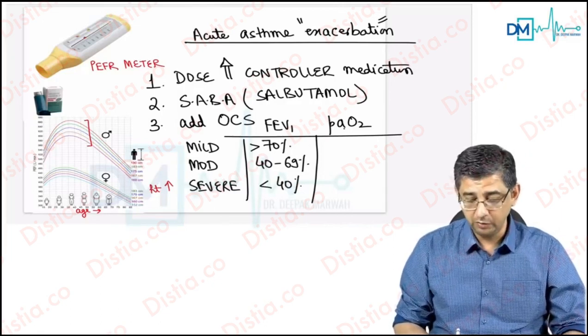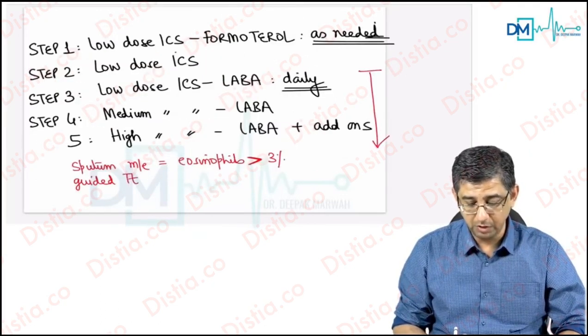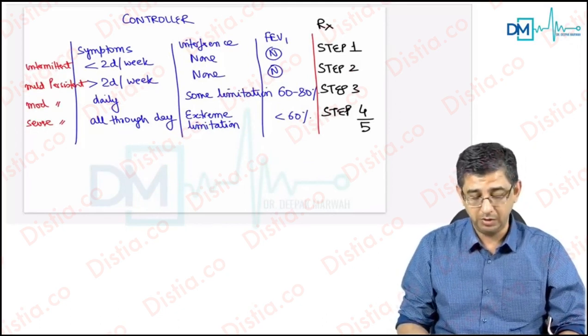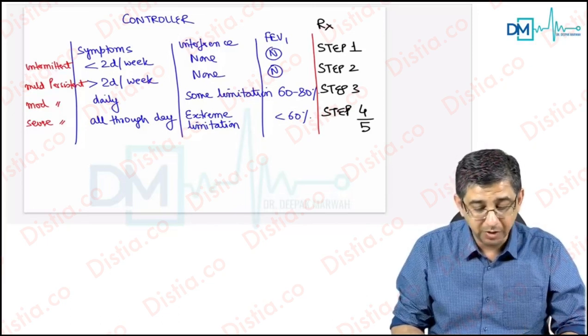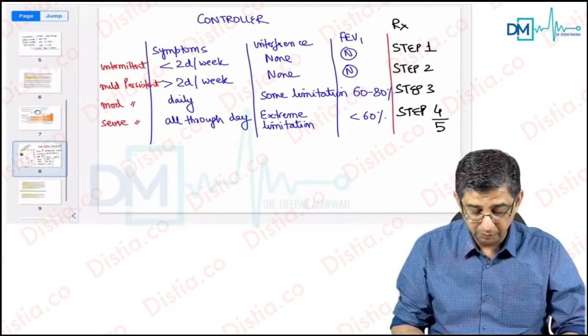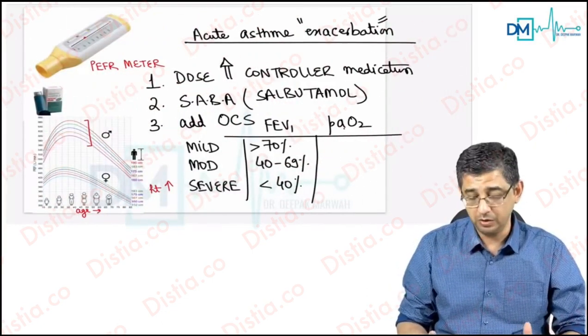Please appreciate that when I was teaching you mild persistent and moderate persistent, the cutoffs that I was telling you for FEV1 were different. That is, for moderate it was 60 to 80%, and for severe persistent it is less than 60%. So these cutoffs are for persistent asthma, whereas the ones that we are discussing right now are for mild, moderate, and severe exacerbations of asthma.